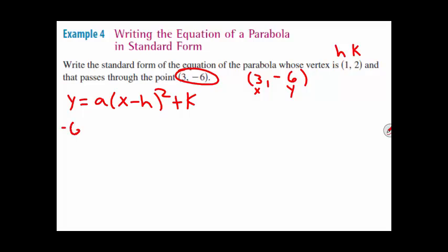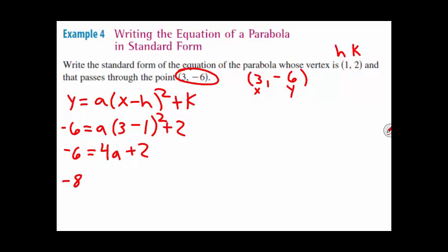So that's what I'm going to do. My y is negative 6, we don't know a, and the x value is 3. So h is minus 1, which means that odd number, squared, plus k, which is 2. Negative 6 equals 3 minus 1 is 2, 2 squared is 4, so 4a plus 2. I'm going to subtract 2 from both sides, and the last step is to divide everything by 4. And we get a equals negative 2.